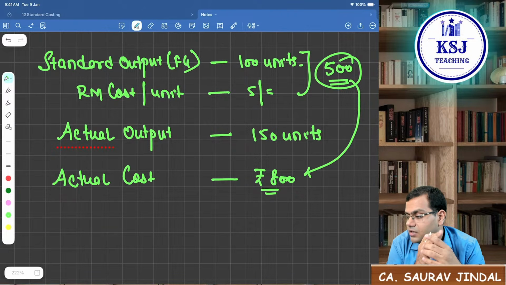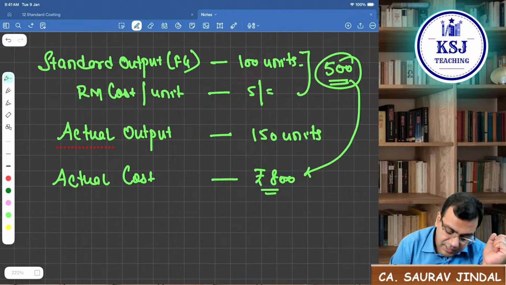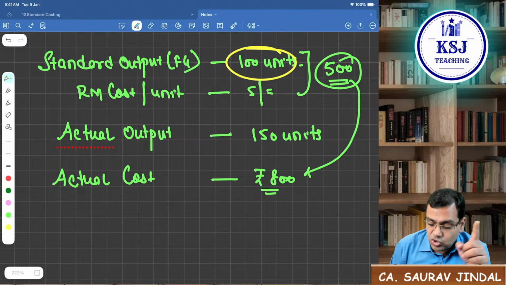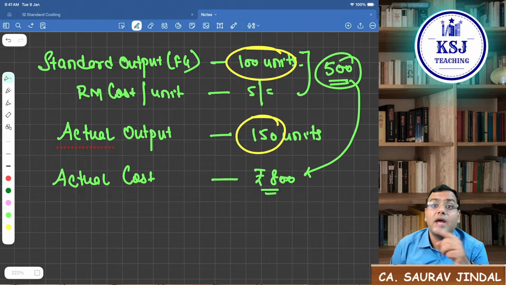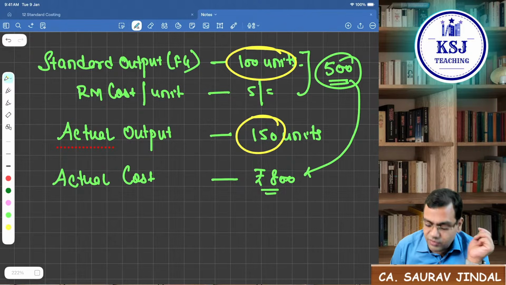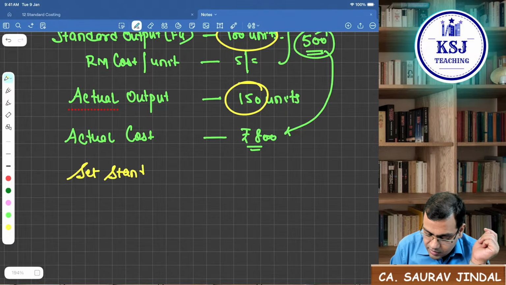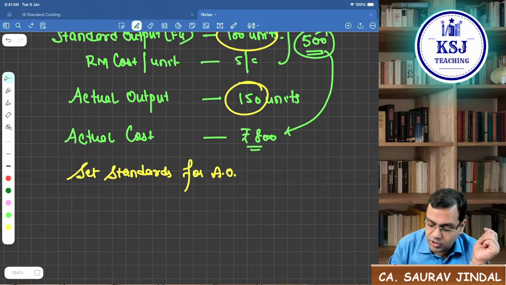Can we say that? No, sir. We cannot say that here there is a variance of 300. Why? Because the standards were set for 100 units, whereas the actual number of units produced is 150. Right? So what you will have to do? Now you will have to set standards for actual output of 150 units.